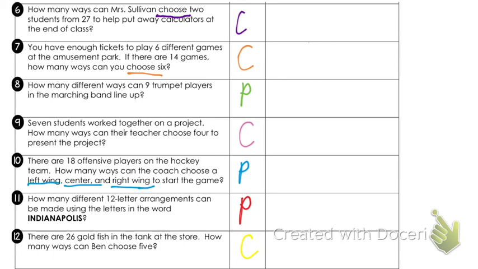I have the answers for 7, 8, 9. Sure, I'll read them off. I'll write them down real quick, okay? So 7, the answer ends up being 3,003. 8, the answer ends up being 362,880. 9, the answer ends up being 35. 10, the answer ends up being 4,896. 11, it ends up being 19,958,400. And then 12 ends up being 65,780.